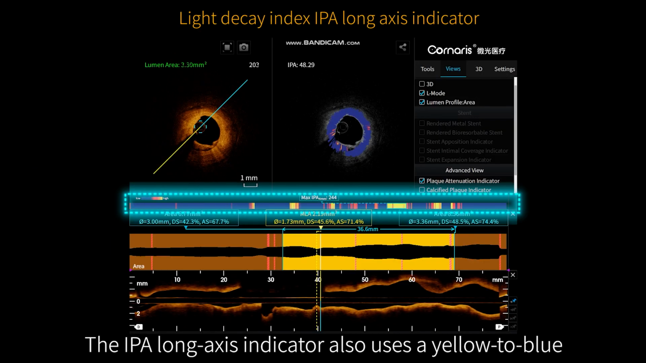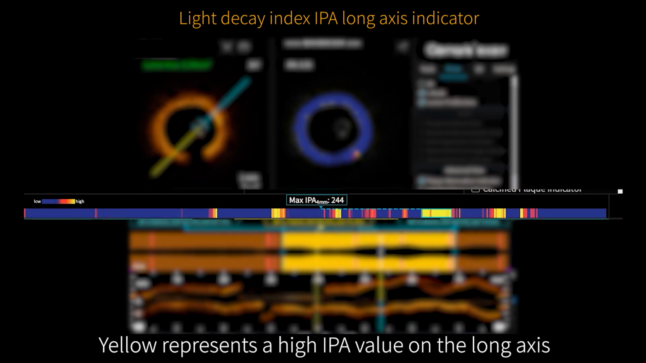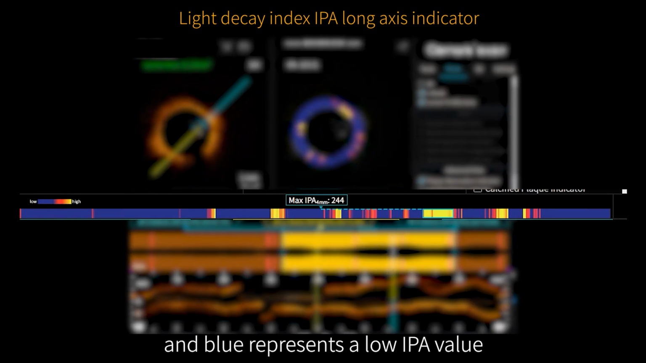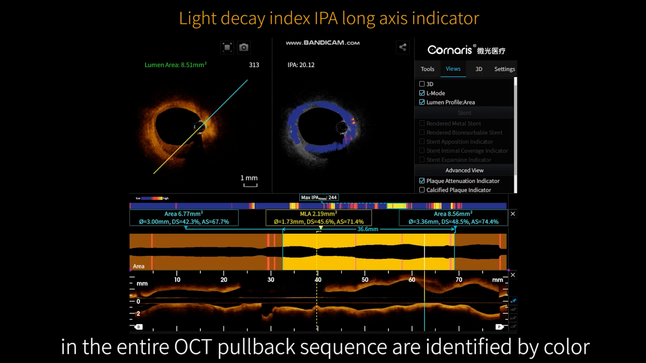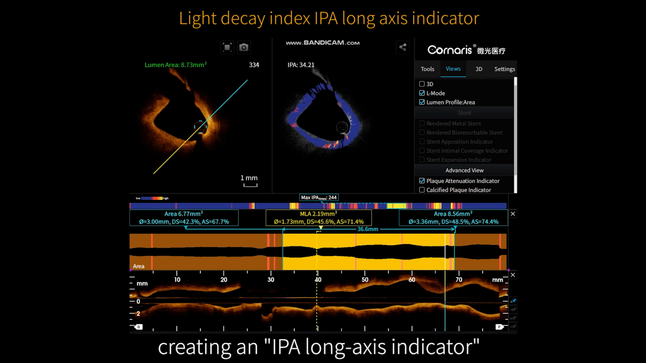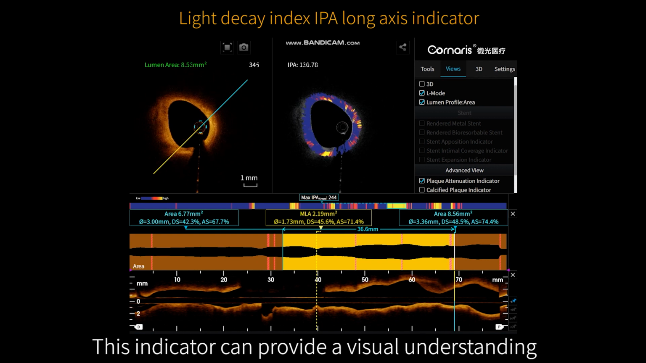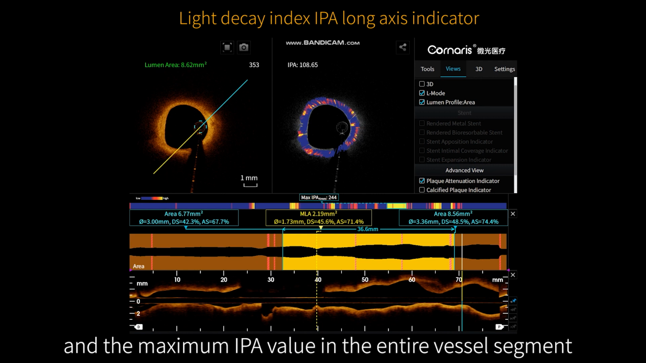The IPA long-axis indicator also uses a yellow to blue gradient to present the size of the IPA value. Yellow represents a high IPA value on the long axis, and blue represents a low IPA value. The IPA values of each frame cross-section in the entire OCT pullback sequence are identified by color, creating an IPA long-axis indicator. This indicator can provide a visual understanding of the distribution of vulnerable plaques and the maximum IPA value in the entire vessel segment.